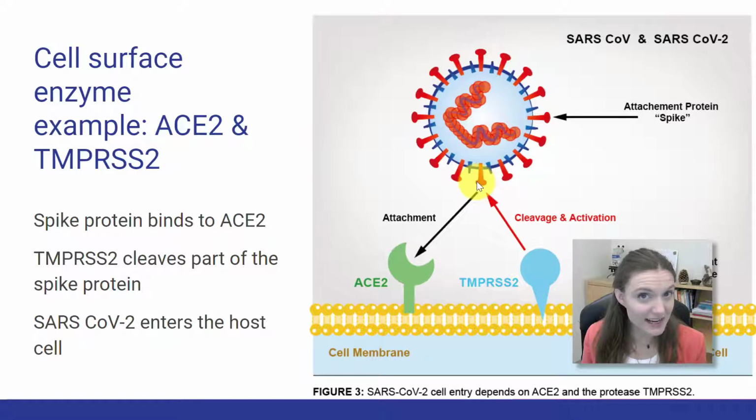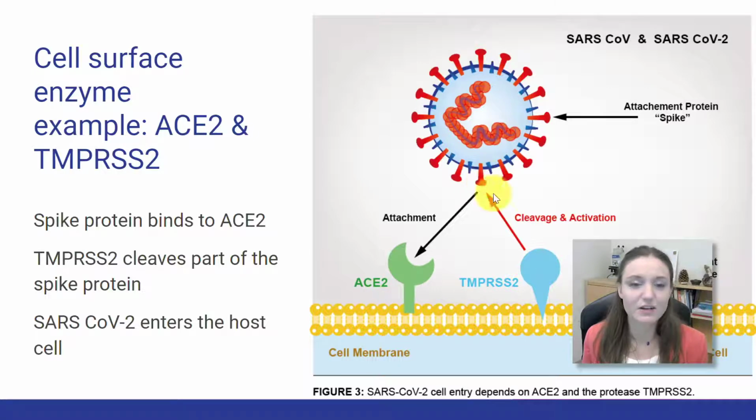As soon as transmembrane protease serine 2 cleaves off part of that spike protein, that activates the spike protein to import into the cell. So as soon as this enzyme right here cleaves off part of that spike protein, now that virus can import into the cell. It's using our own enzymes on the surface of our cell to get into our cell, to then hijack our cell's machinery.